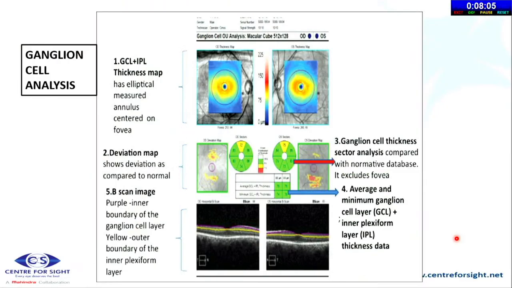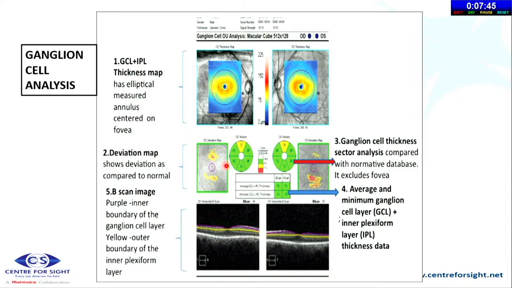Now comes the ganglion cell analysis. In this, the first picture, this again has been taken from the net. This is by Ronnie George, right? And the GCIPL thickness map has an elliptical measured annulus, which is centered right on the fovea. Now look, it is not circular. You look at this. This is ellipsoidal, right?